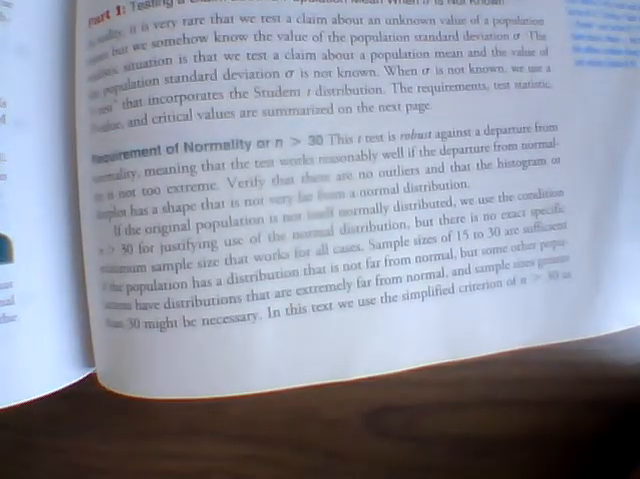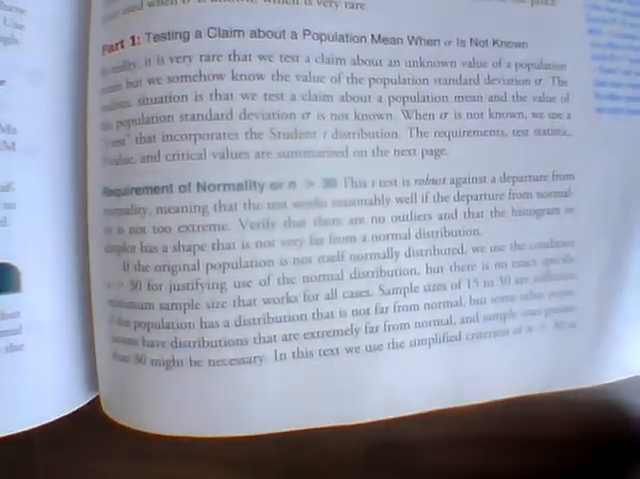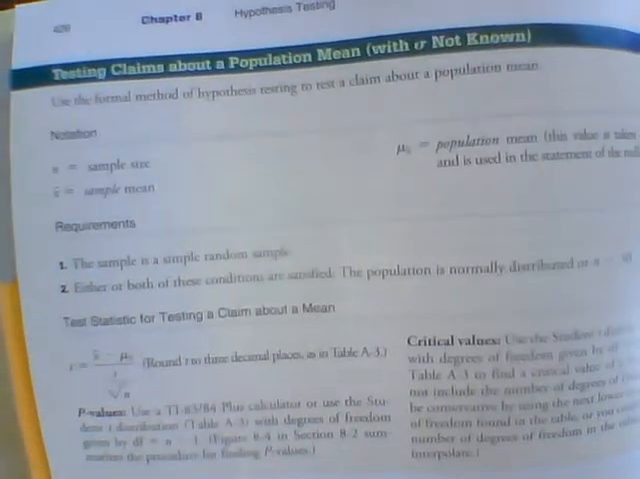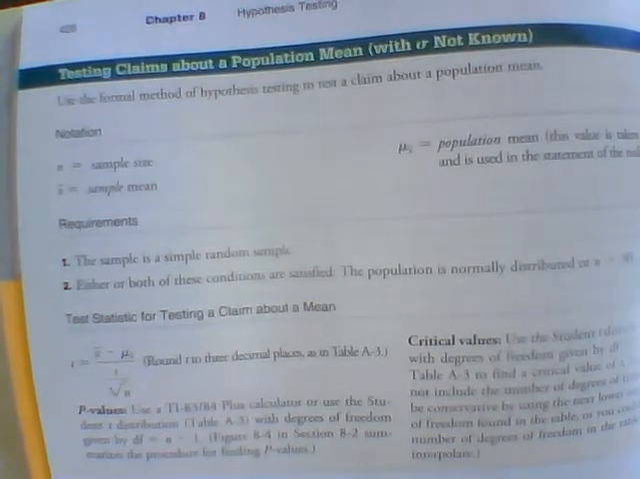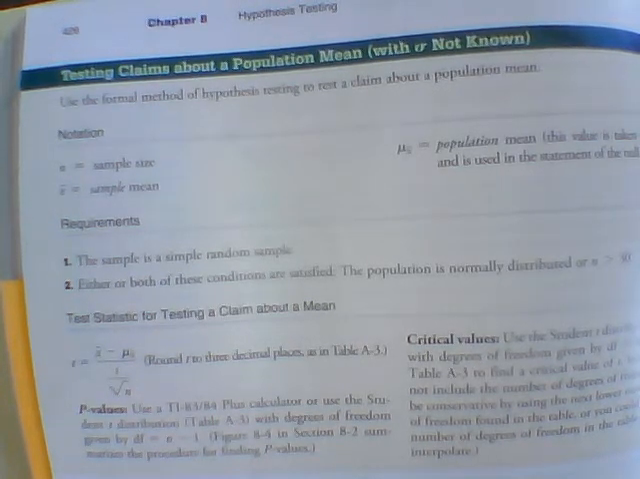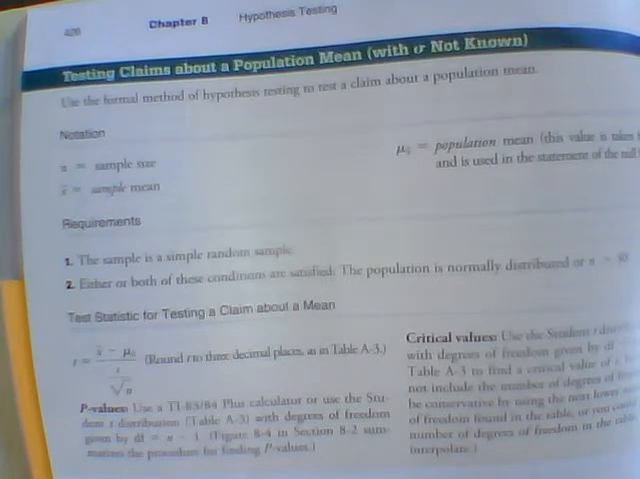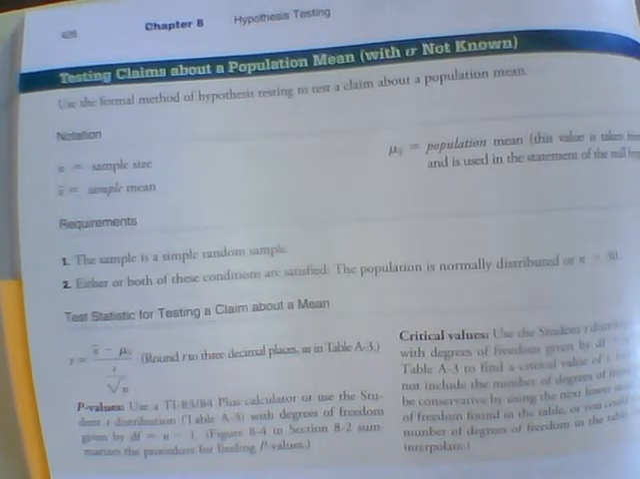Okay, once again, requirement of normality or n is greater than 30. This t-test, once again, remember our t-test that we discussed. If we come over to the next page, we talk about testing claims about the population. So we're going to have n for a sample size. X bar is our sample mean, and mu sub x bar is our population mean. That means this value is taken from the claim and is used in the statement of the null hypothesis.